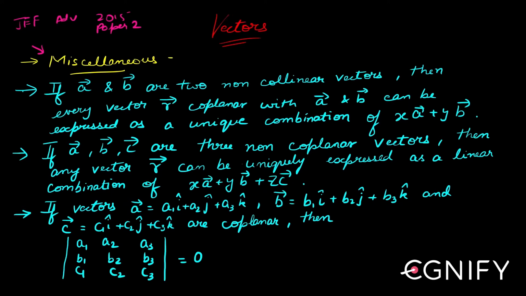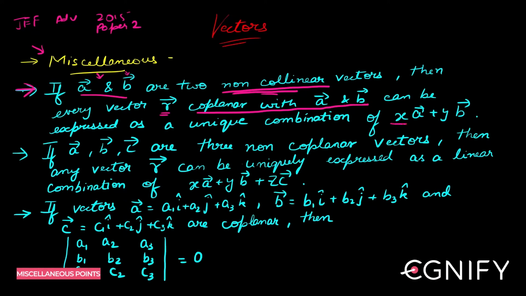So the first point says, if I have two vectors a bar and b bar, and these two are non-collinear, then any vector, you have vector a bar and b bar, and they have to be non-collinear, right? This is very, very important. These two have to be non-collinear. So if these two are non-collinear vectors, then any vector r bar coplanar with a bar and b bar can be expressed as a unique combination of a bar and b bar in this form, x a bar plus y b bar. Let's see what the statement means.